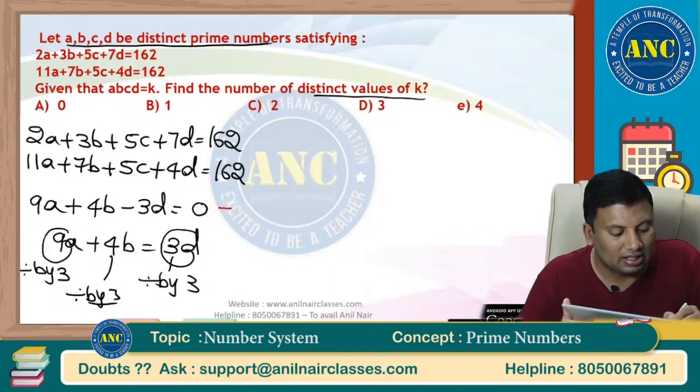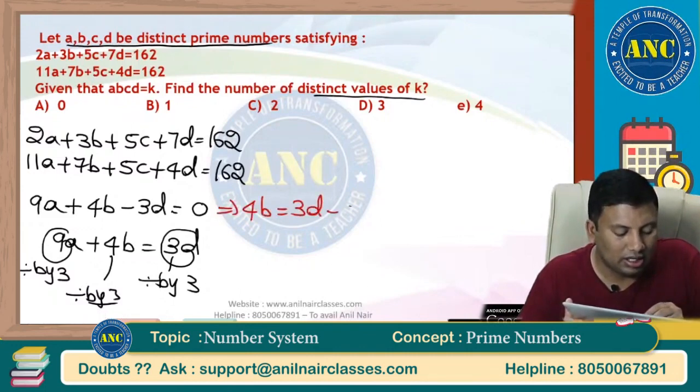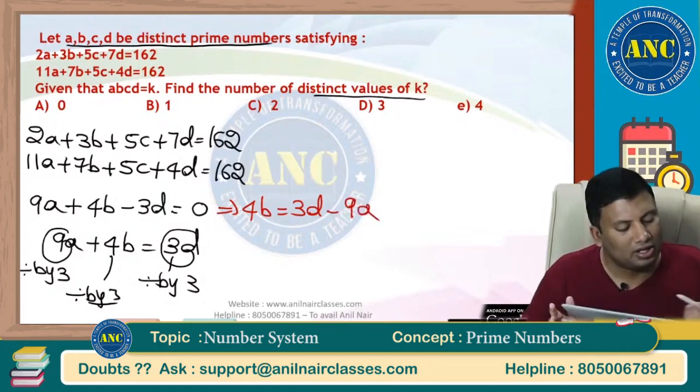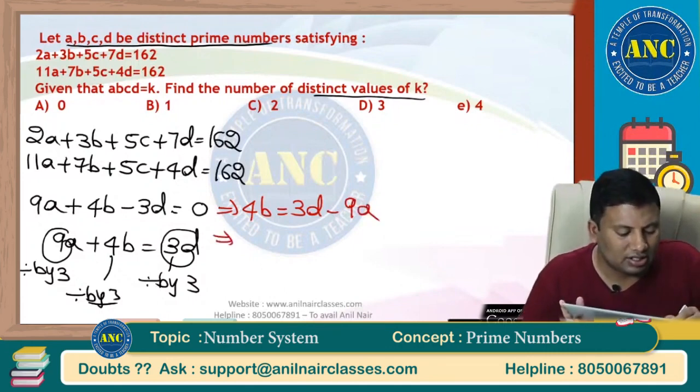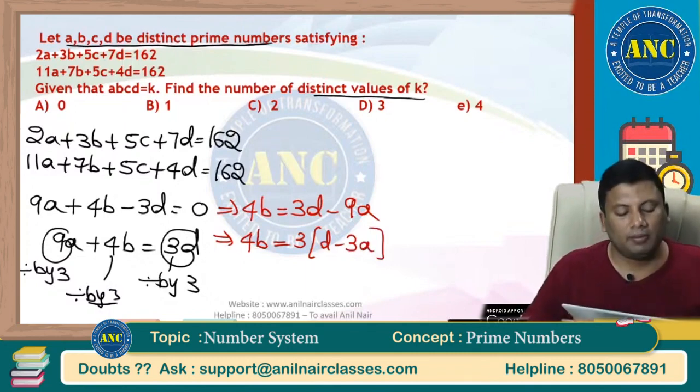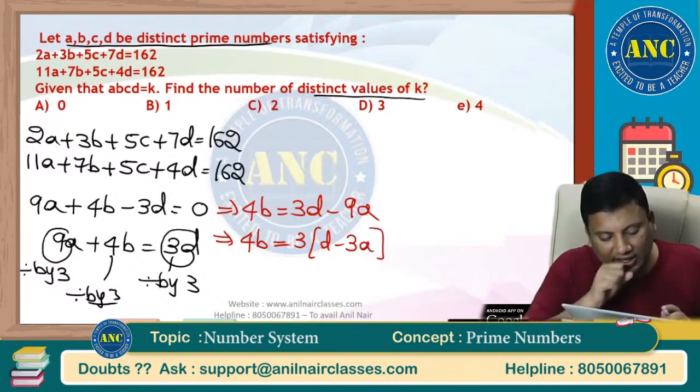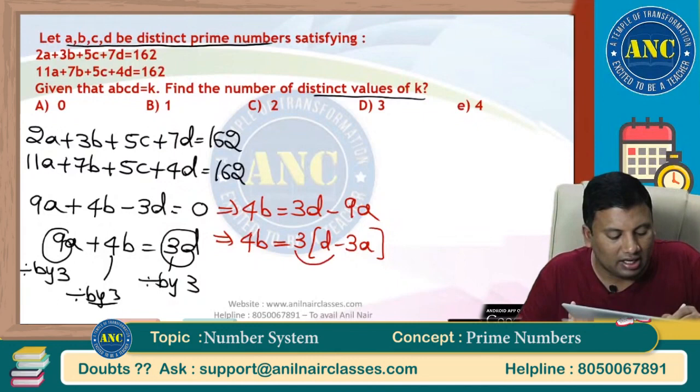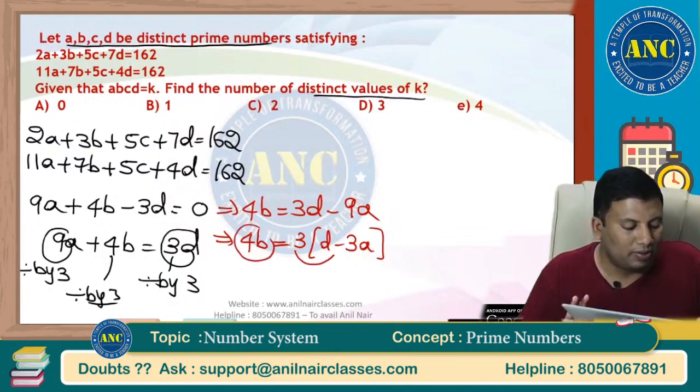Suppose, see here, this is nothing but 4B equivalent to 3D minus 9A. That also will give you the answer, just reducing the number of steps. 4B equivalent to 3 into D minus 3A. Now if you see here, this entire number is divisible by 3. B should be divisible by 3.